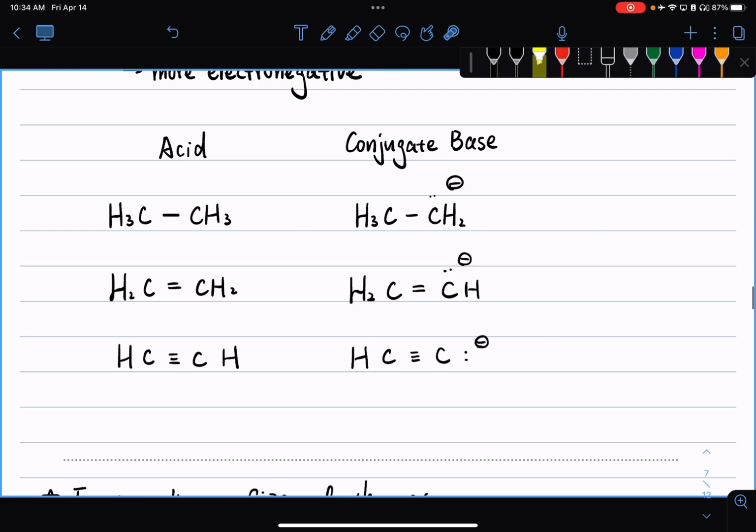So in this case, the example we're talking about is ethane versus... yeah, I forgot the name there, but it's okay. That's why I'm not testing you on nomenclature.